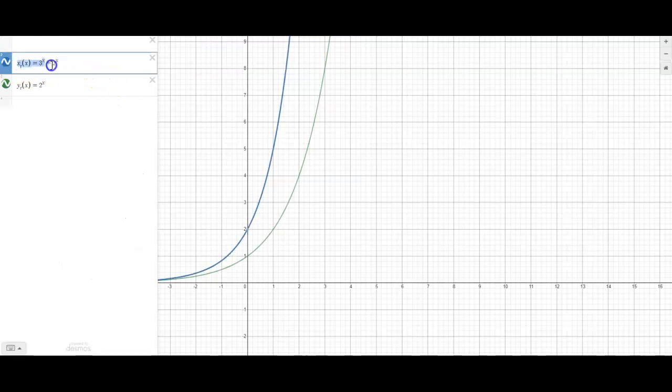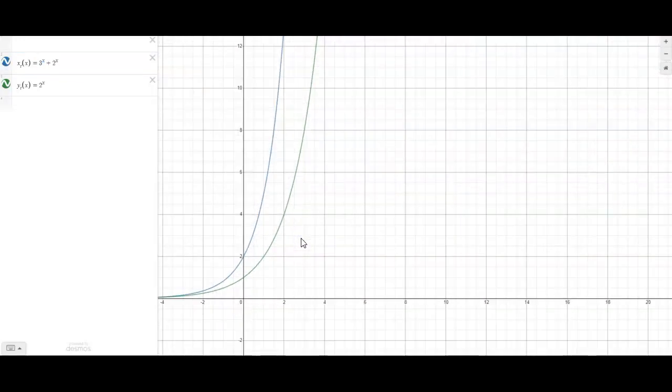So here I just have x sub t of x equals 3 to the x plus 2 to the x. We can't use t in here, unfortunately, so this x here is actually the x component of our vector. This x here actually represents time. And y sub t of x equals 2 to the x. The one thing you can see here is the blue curve represents what's happening to my x component as a function of time, which is my horizontal axis.